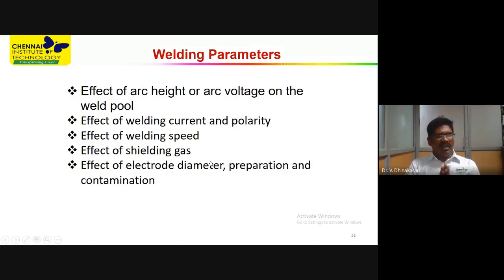And also there are a lot of parameters in welding, like arc height or the distance between the torch and the plates, welding current and polarity, welding speed, and gas. What is the gas you are using, what is the diameter of the electrode, and what is the preparation and contamination?